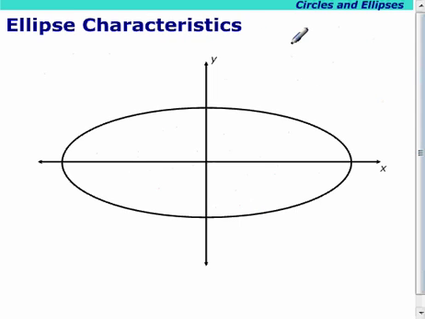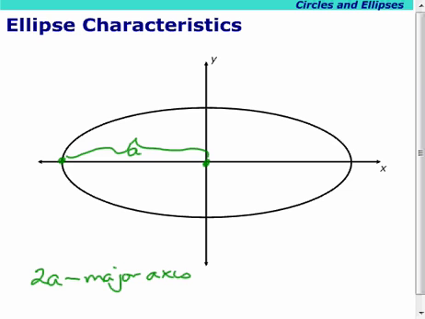Now, a couple of pieces of information that we want to know about an ellipse. In a circle, we had the center and the radius. In an ellipse, we've got three different characteristics that we want to track because they define the shape of our ellipse. The first one is the distance from the center out to the longest side, and we call that distance a. So this distance there is a. The whole way across is 2a, called the major axis. Major because it's the longest.